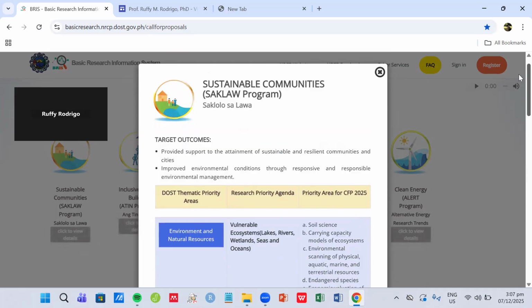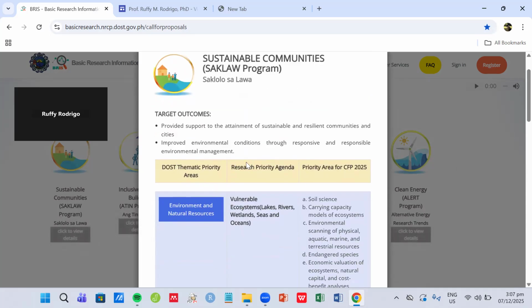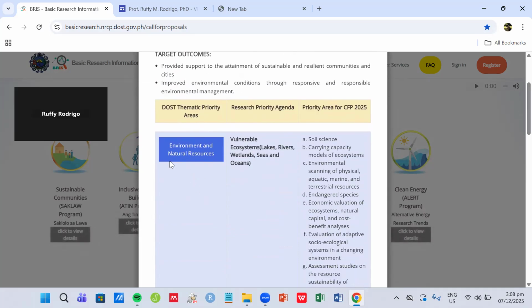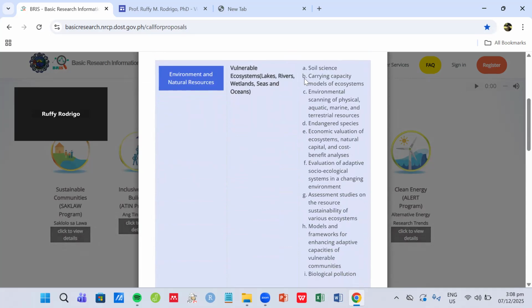These are the thematic priority areas. You can see here there is Environment and Natural Resources. Under that, there are so-called vulnerable ecosystems: lakes, rivers, wetlands, seas, and oceans. Here you can see the priority areas from 2025. You have soil science, carrying capacity models of ecosystems, and environmental scanning of physical, aquatic, marine, and terrestrial research.